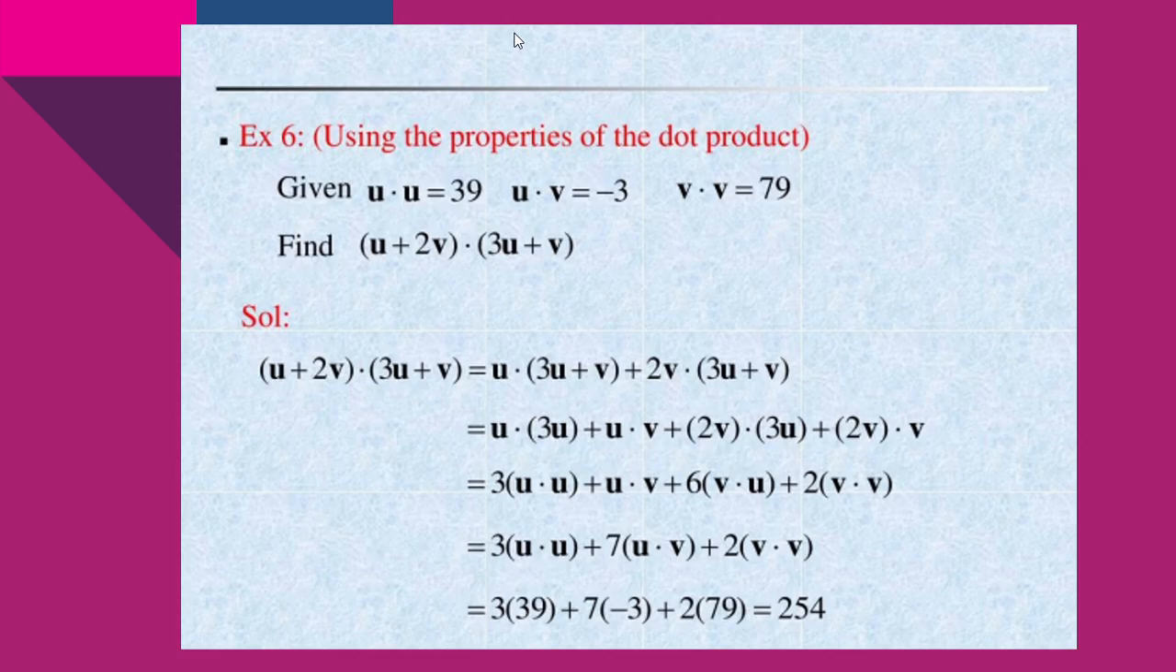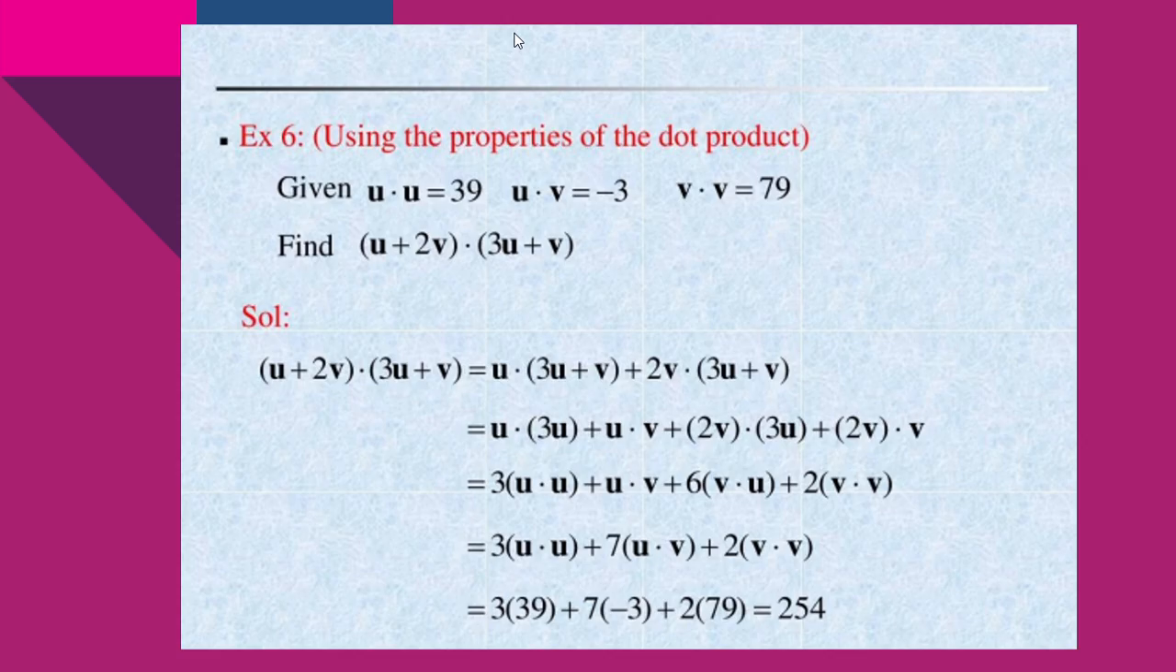Sometimes we are given dot product values directly without knowing the actual vectors. Here we are told u dot u equals 39, u dot v equals negative 3, and v dot v equals 79. We want to find (u plus 2v) dot (3u plus v). So instead of solving for u and v directly, we simply expand this expression the same way as we expand an algebra expression like (a plus b) times (c plus d).